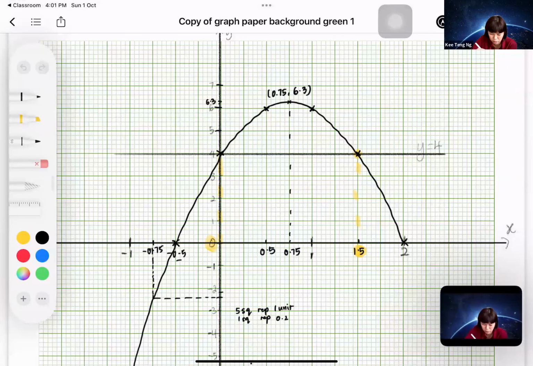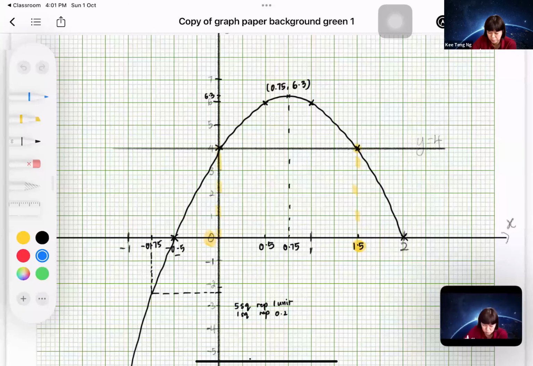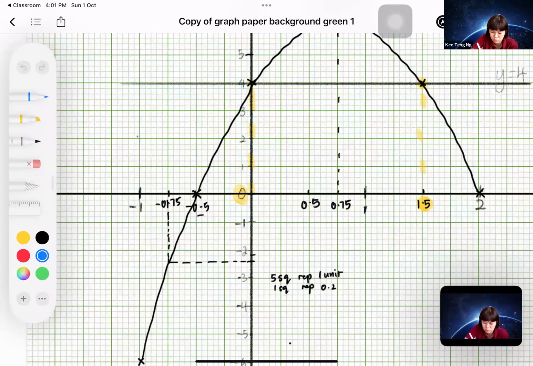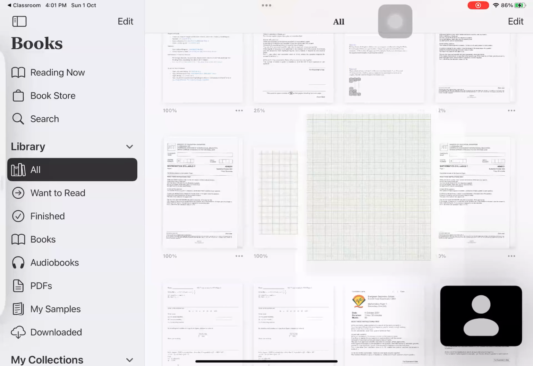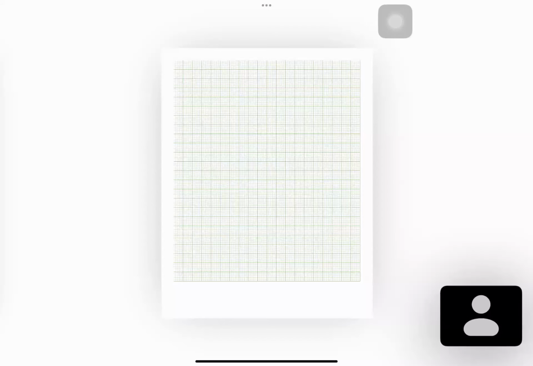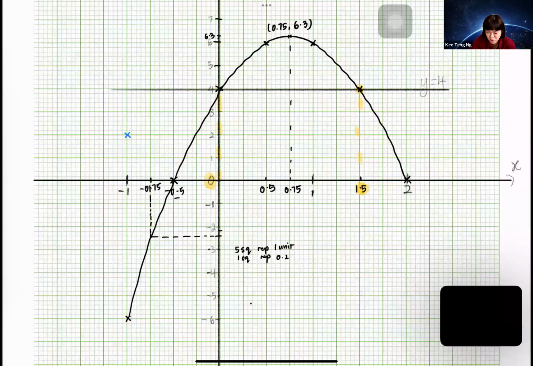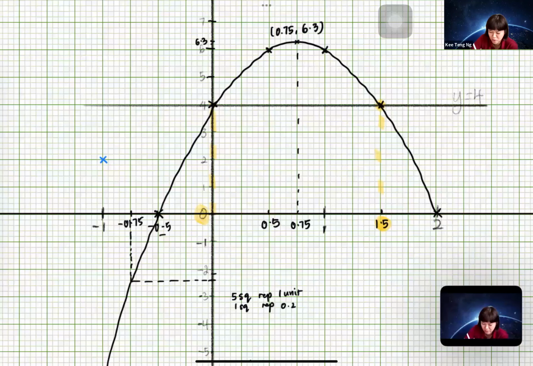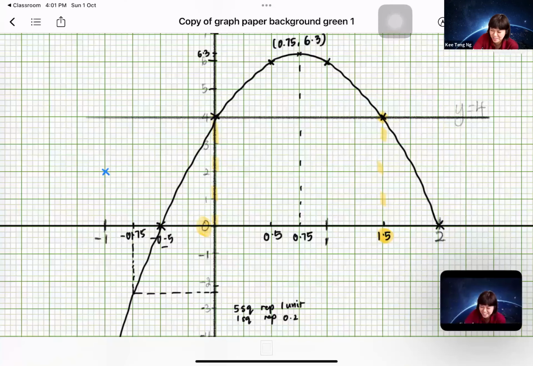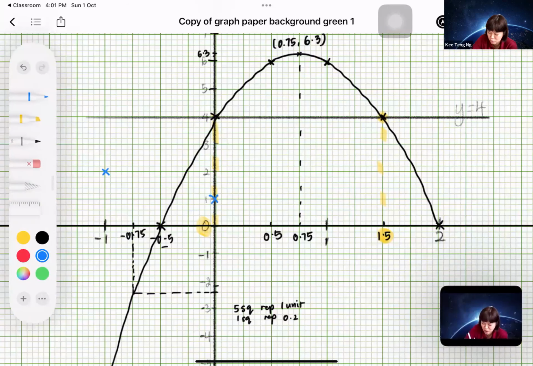Okay, let me use a different color. -1, 2. Oh, I forgot what the number is. Oh, yeah. 0, 1. And then 2, -1, here.